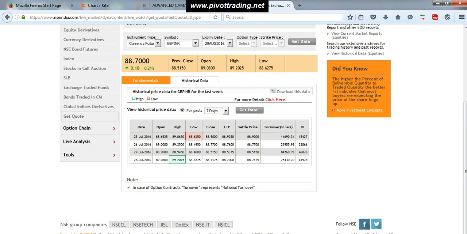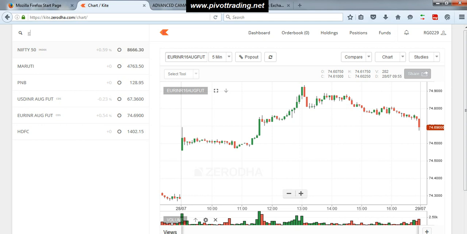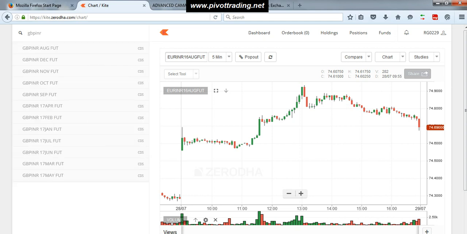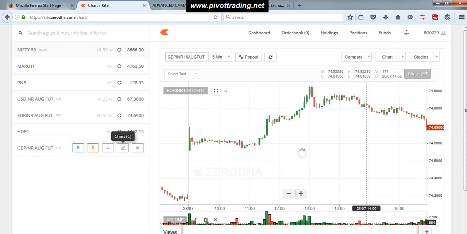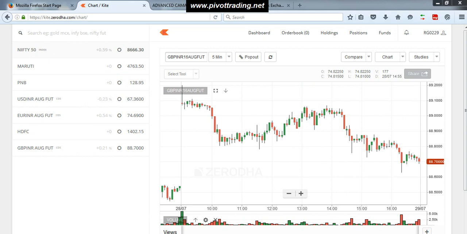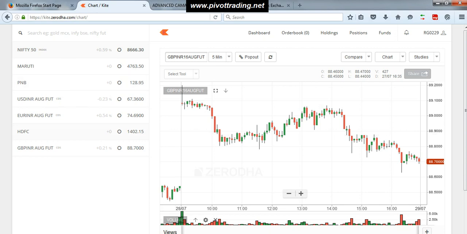Based on this data for the GBP INR, which is high, low, and close, I have got these levels. Again, I will look for the chart of GBP INR. These were the levels generated for the GBP INR, and this is the chart. Again, at 9:30, when you look at the price, it's 89.06.